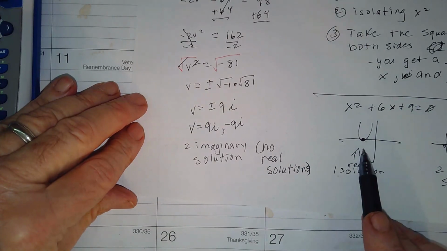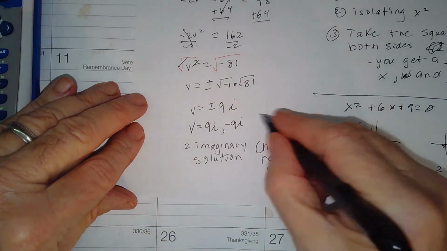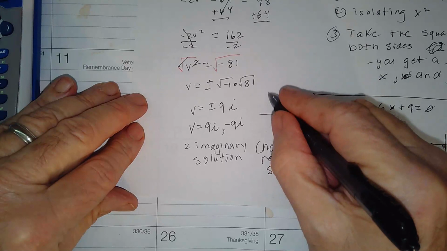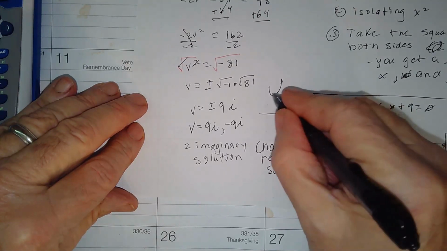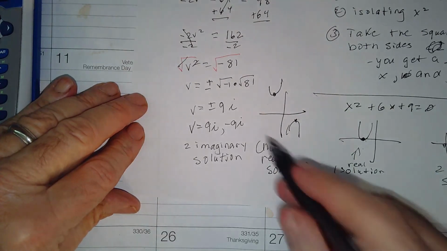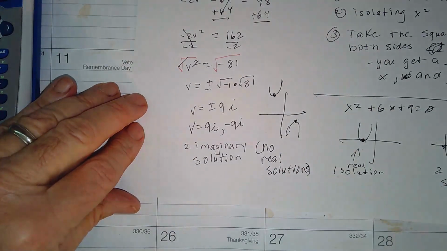This is what they look like. And in this one, it's either going to be up here, or it's going to be down here. Those have a vertex, obviously, but they don't touch the x-axis.